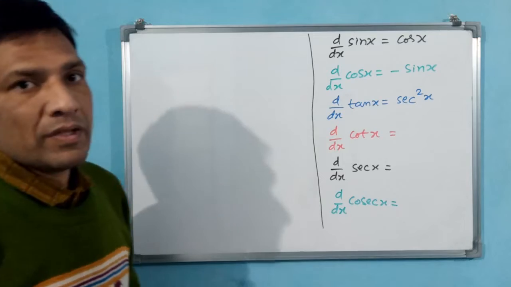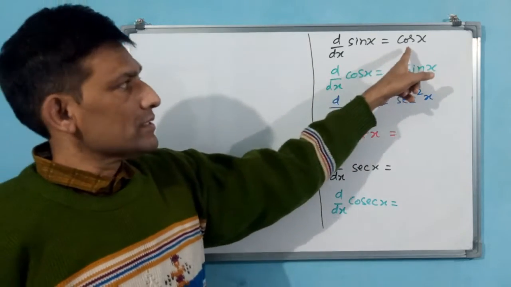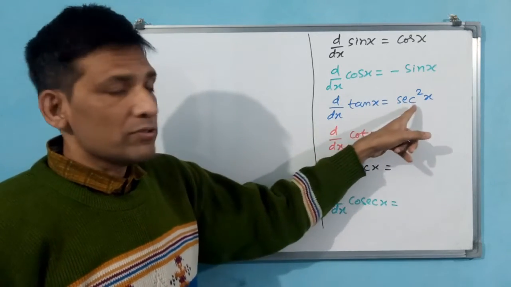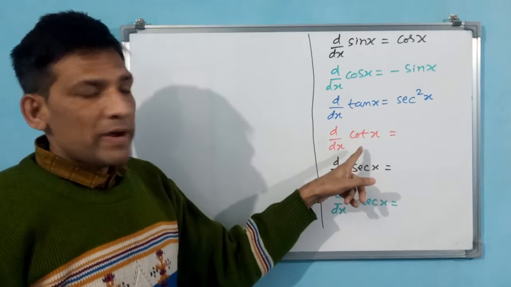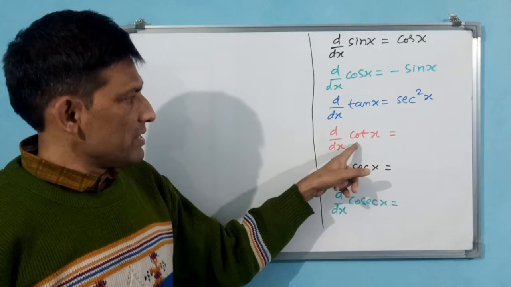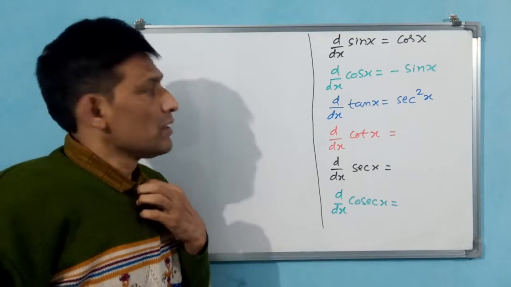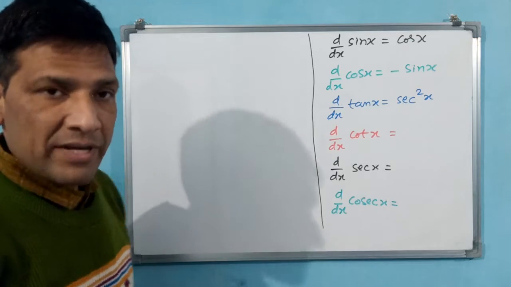See, 3 derivatives have already been written. D by dx sin x is equal to cos x, d by dx cos x is equal to minus sin x, d by dx tan x is equal to secant square x. What we are going to do is find each of these remaining 3 derivatives: d by dx cot x, d by dx secant x, d by dx cosecant x. We will find them and write them here. These are like standards you can take whenever they come.